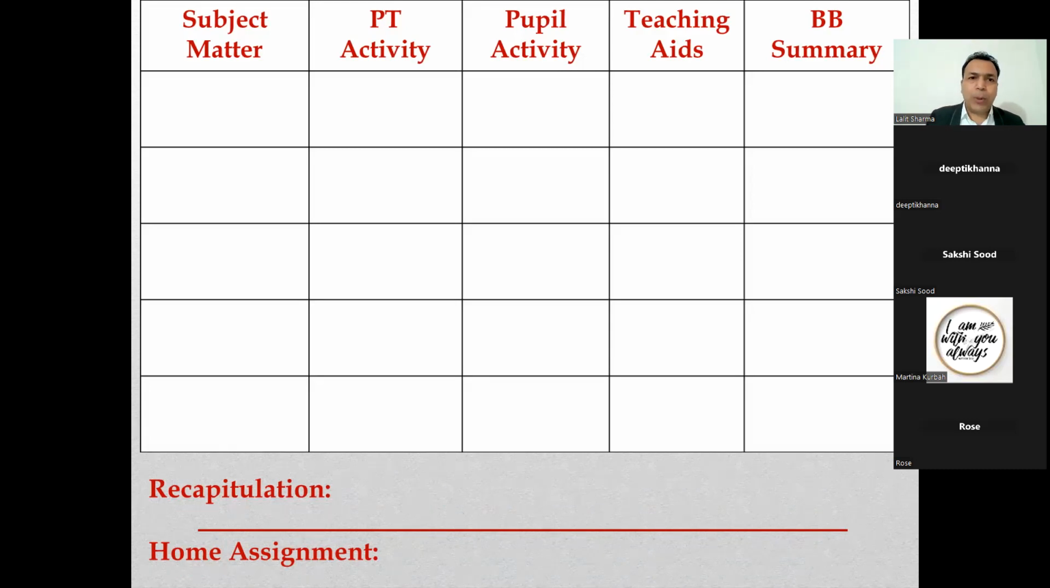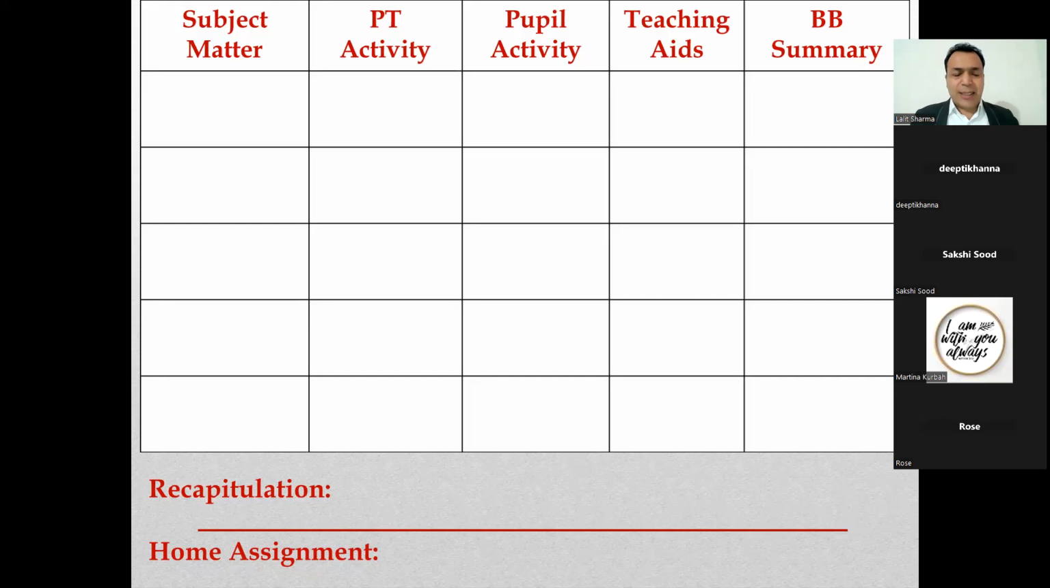PT activity means pupil teacher activity, what the teacher will do. Who is the PT? Pupil teacher. You are the PT. Pupil activity means your student, what your student will do. Teaching aid: which type of aid you are using, you have to mention. BB summary: what you have to write. I will share some lesson plans with you in detail, so you will come to know what you have to write under all these 4 or 5 columns. You can make the lesson plan of 4 columns or 5 columns.